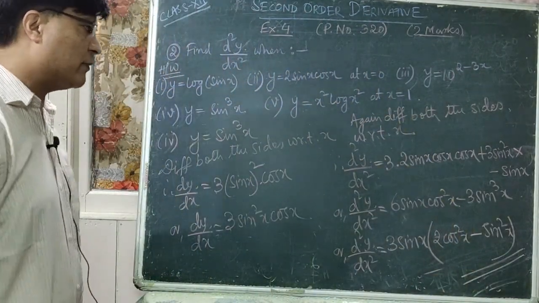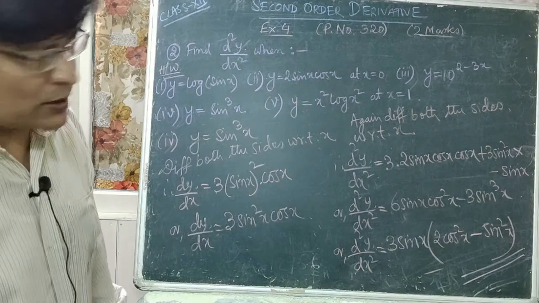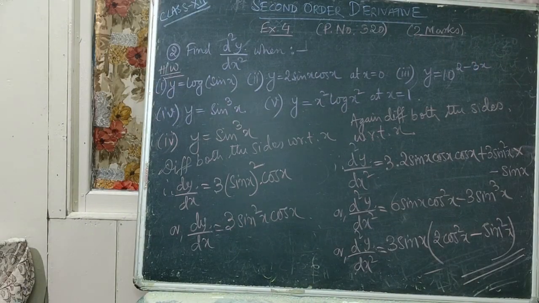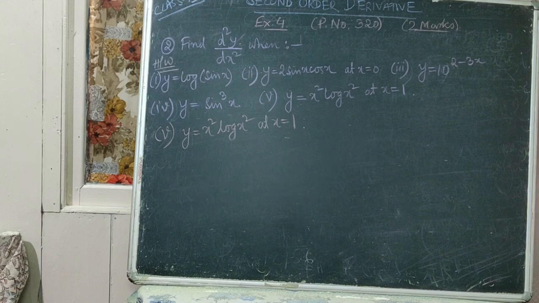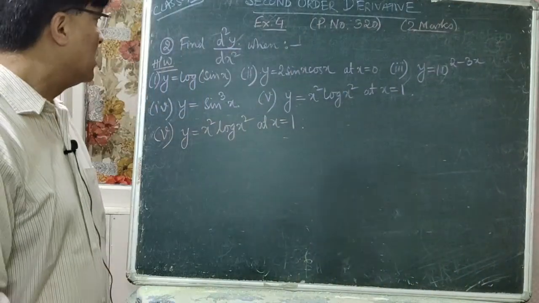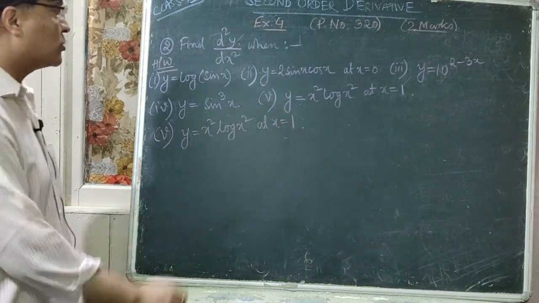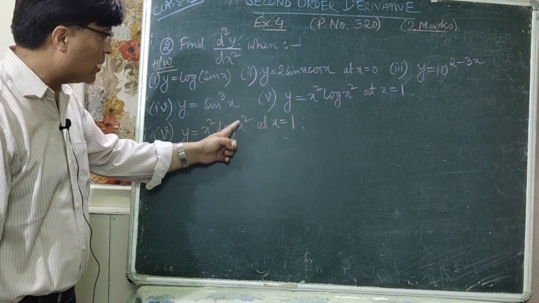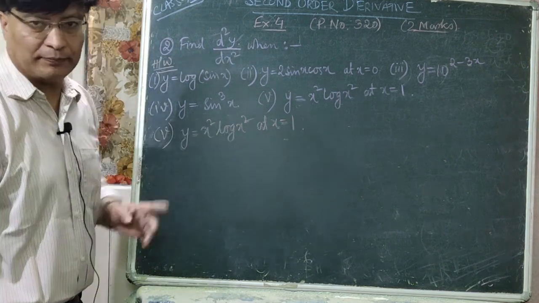So I think you have understood it. So you can copy it. We'll do the next question, that is question number 5 now. Y is equal to x square log x square at x is equal to 1.